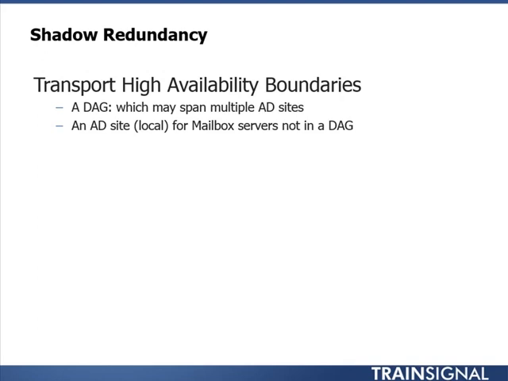Ultimately, when a mailbox server receives a message, it worries about its own transport high availability boundary. It makes sure that there's a redundant copy of that message. It doesn't have to worry about where that message is going in terms of if it's going off to another server, that server has to worry about it. It doesn't have to worry about the sending server where it received that message from. It just worries about its own transport high availability boundary.